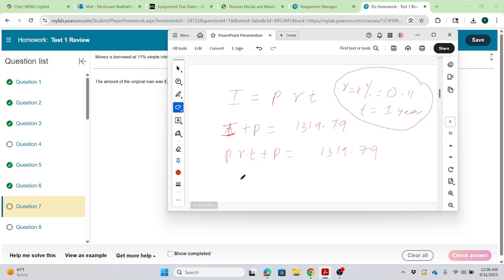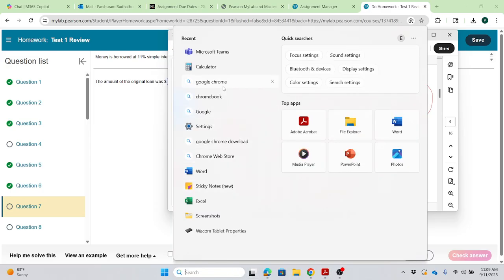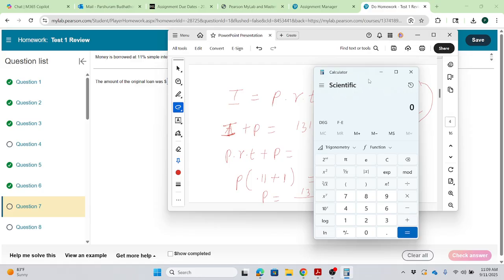I'm going to factor out P. So the rate is 0.11, time is 1. So 0.11 times 1 is itself, plus 1. If you factor out P, there will be 1 left over from here, equals 1,319.79. So to find P, just divide both sides by 1.11. So the principal, which is the original amount borrowed, is this divided by 1.11. You need to use a calculator for this type of calculation.